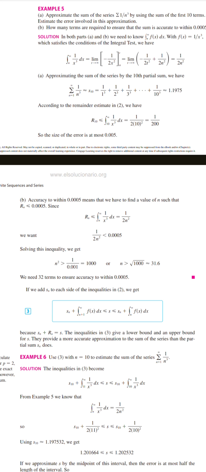If we add s sub n to each side of the inequalities in 2, we get s sub n plus the integral from n plus 1 to infinity of f of x dx is less than or equal to s, but s is less than or equal to s sub n plus the integral from n to infinity of f of x dx. Because s sub n plus big R sub n equals s, the inequalities in 3 give a lower bound and an upper bound for s. They provide a more accurate approximation to the sum of the series than the partial sum s sub n does.